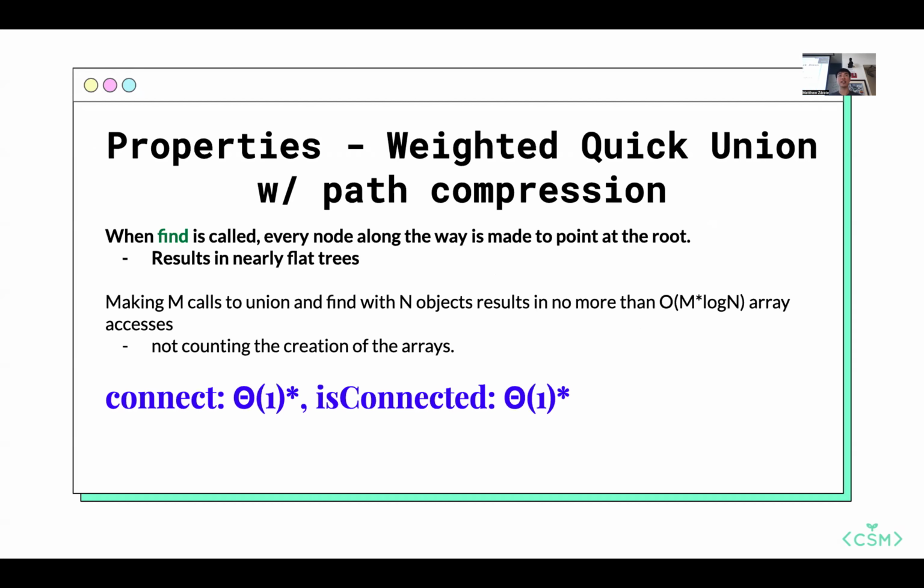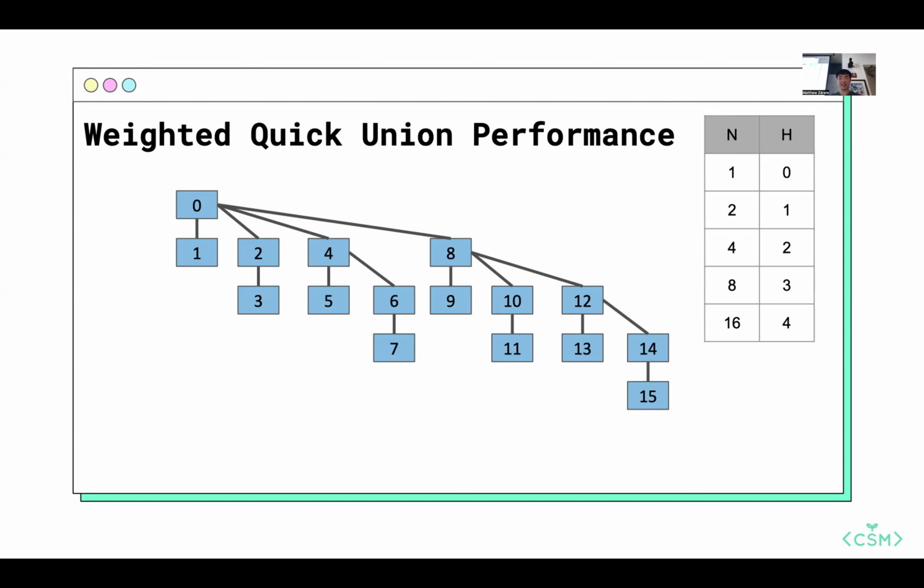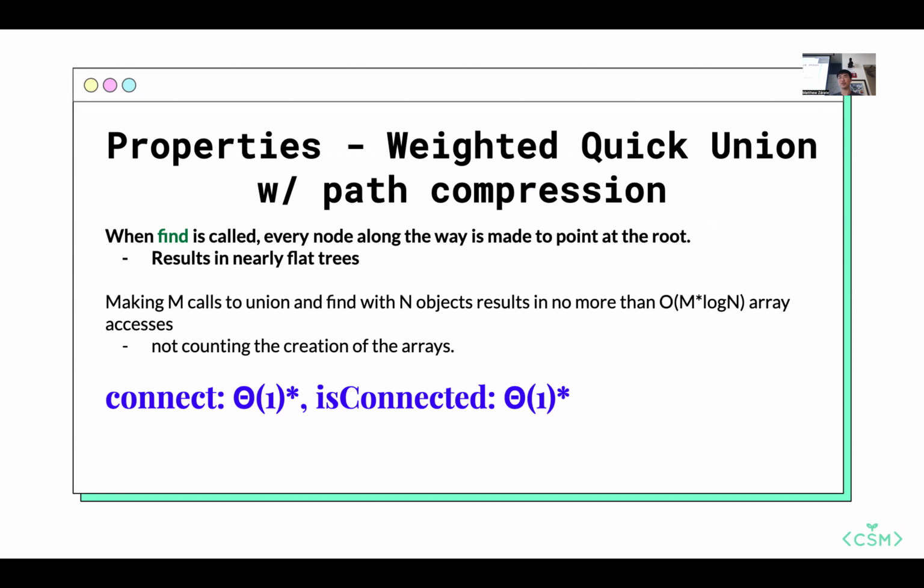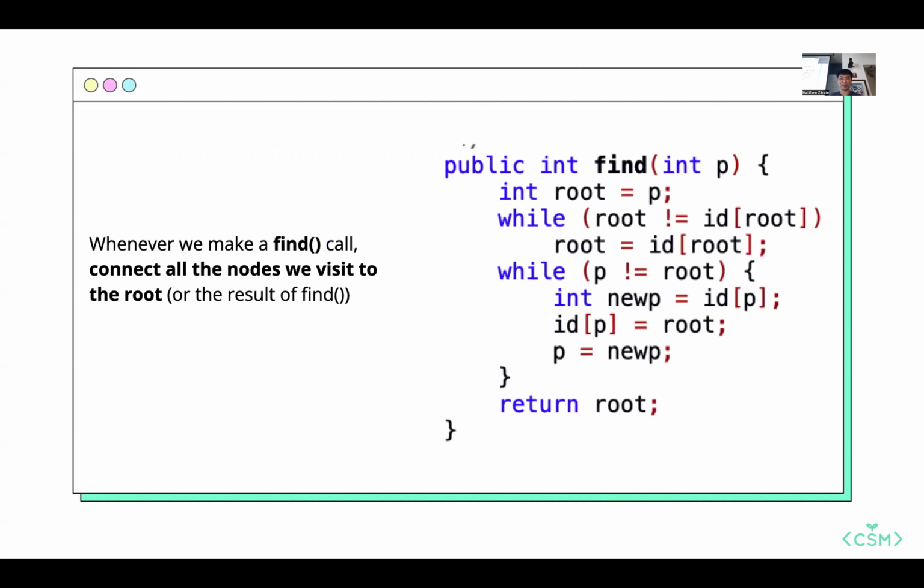Yeah, and there's one last optimization that we make in weighted quick union, which is called path compression. So here we just connect the smaller one to the larger one, but with path compression, we're doing an extra optimization on top of that. And so I'll just go through the example.